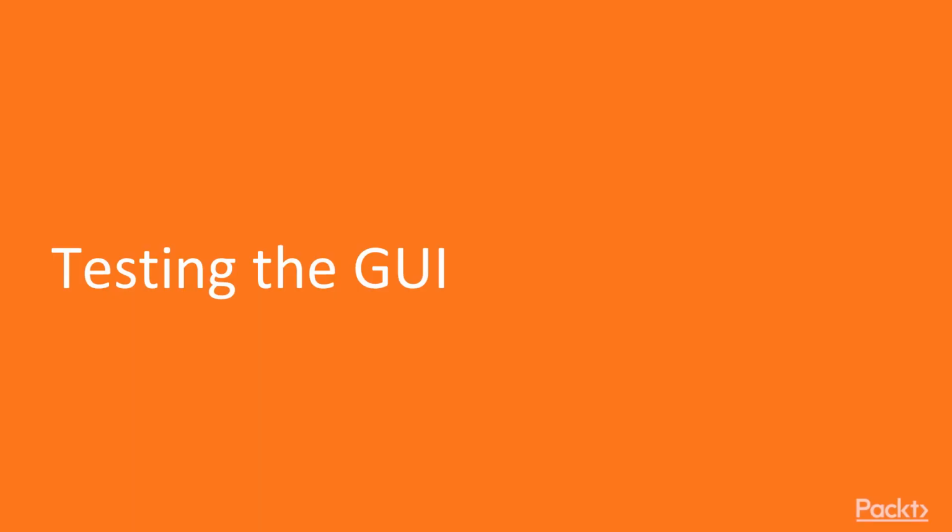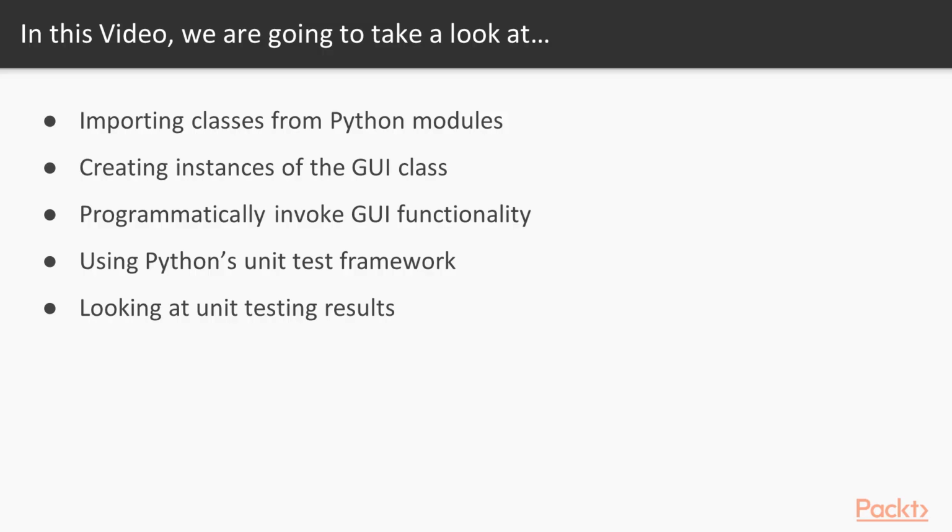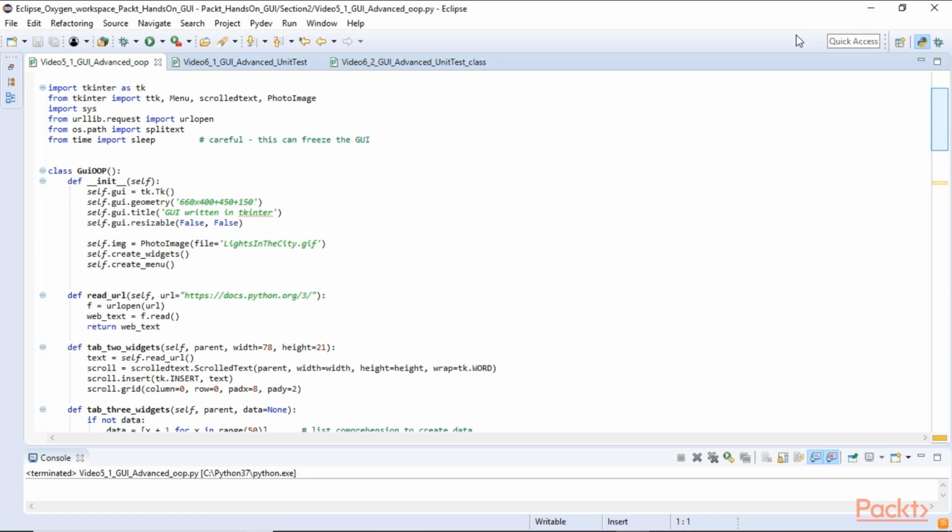In the previous video, we turned our GUI code into object-oriented code using classes. In this video, we will be using this class to test the GUI. We will import the class from another Python module. We'll create instances of the GUI class. We will programmatically invoke the GUI functionality. Then we will use Python's unit test framework, and we will look at the unit testing results. So let's look at how we can test our GUI.